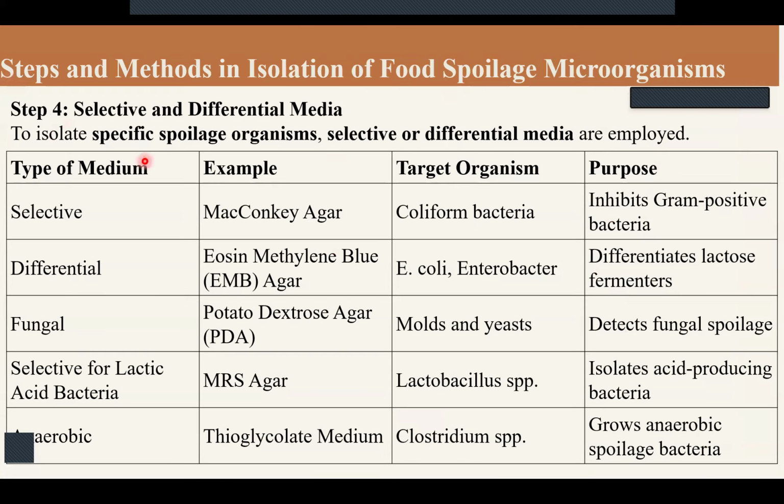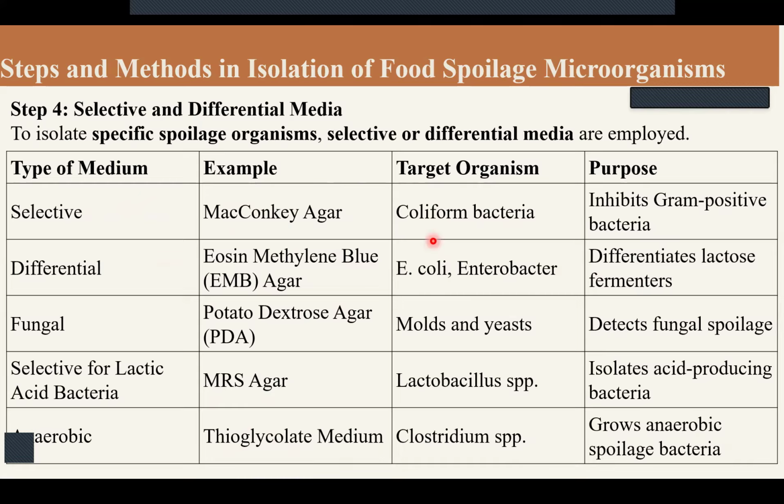Now, when we want to grow specifically the spoilage microorganisms, we can use selective or differential media, which means we use specific media for the growth of specific types of microorganisms. We can use MacConkey agar for coliform bacteria, eosin methylene blue for E. coli, potato dextrose agar for molds and yeast, MRS agar for Lactobacillus, and thioglycolate medium for Clostridium. These are a few examples of selective media that we can use for the growth of specific microorganisms.